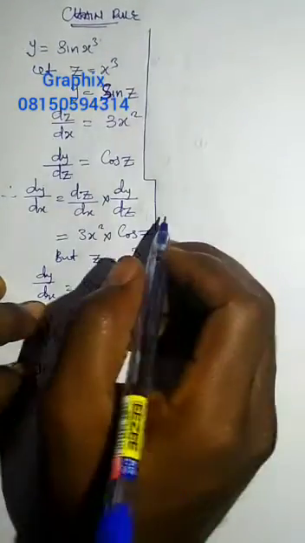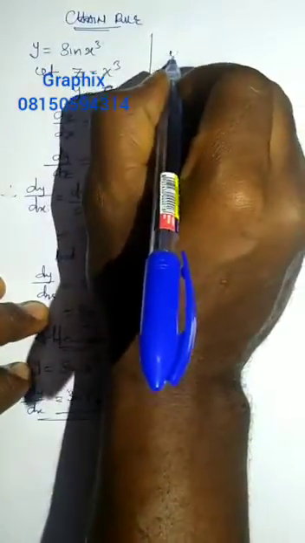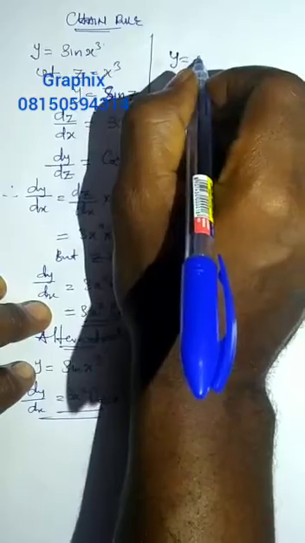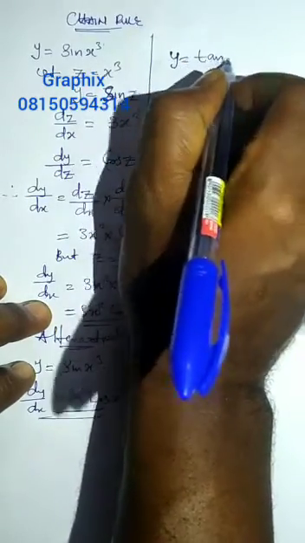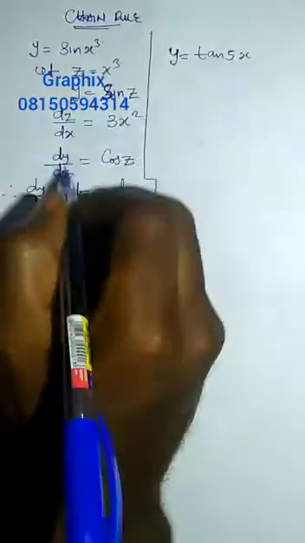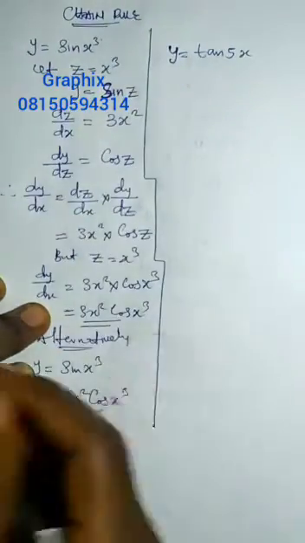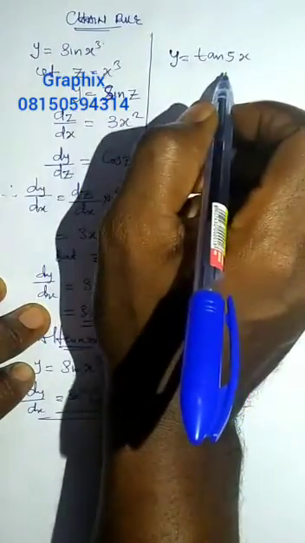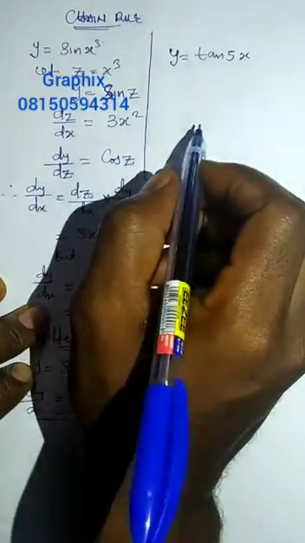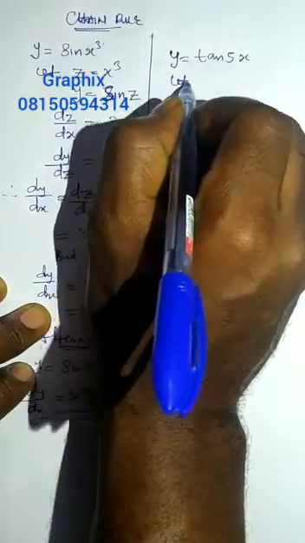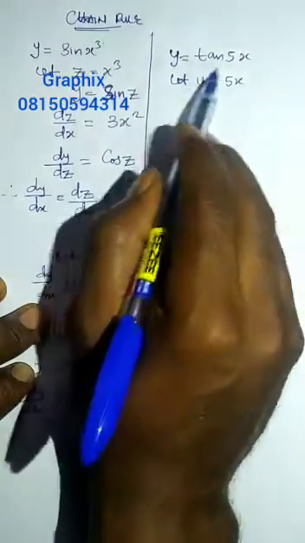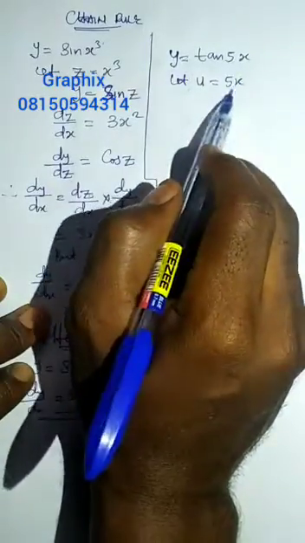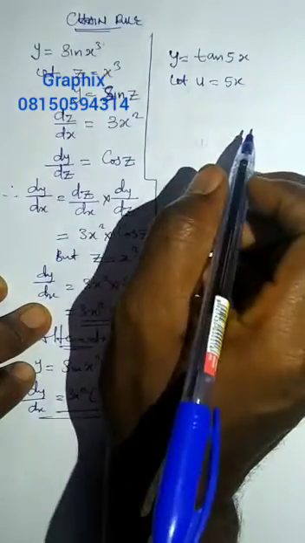So let's try this also. If I have y equals to what? tan 5x. It can be tan 5x, can be cos 5x, and so on and so forth. Now, what will you do? You are going to say, let u be equal to 5x. Represent the value here to be u. It can be any variable like I said earlier.